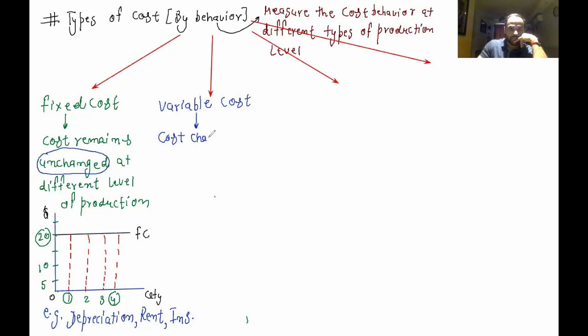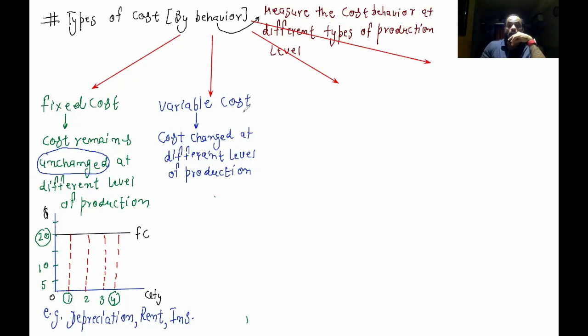Cost changes at different levels of production. Cost that changes at different levels of production is called a variable cost. Cost doesn't change for fixed cost, while variable cost is the cost which changes. So how does variable cost look? The graph of variable cost.